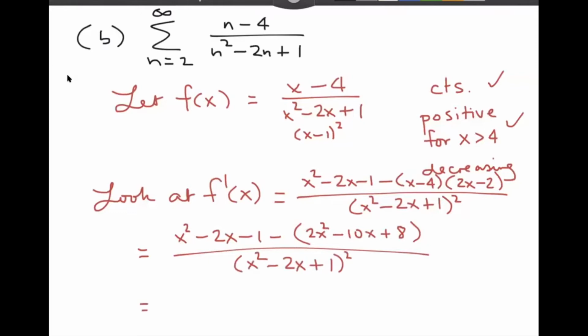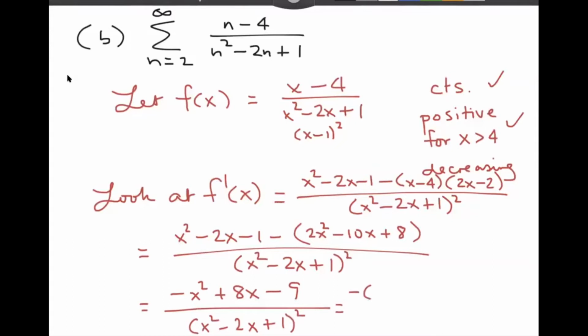All right, and then simplifying the numerator, I get negative x squared, and then minus 2x plus 10x is plus 8x, minus 1 minus 8 is minus 9. Okay, so the question about this is: is it negative or is it eventually negative? Well, yes, it is, because if you factor a negative 1 out of the numerator, that gives you x squared minus 8x.